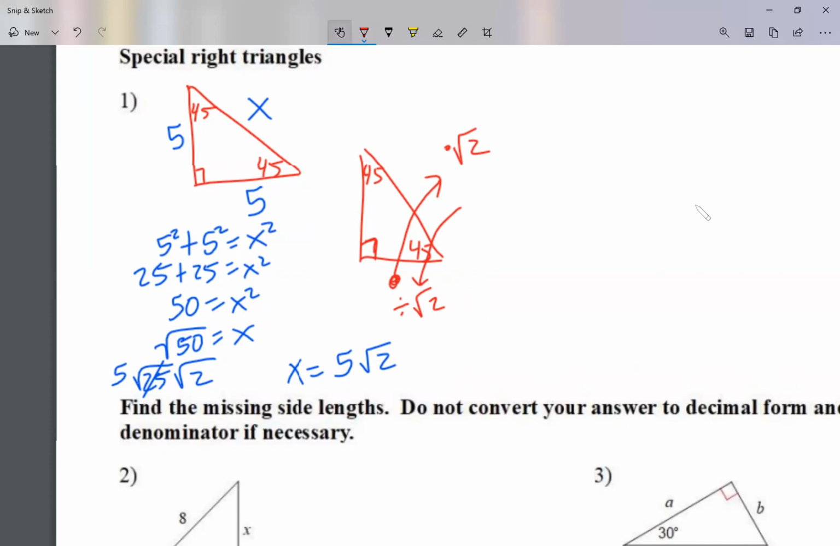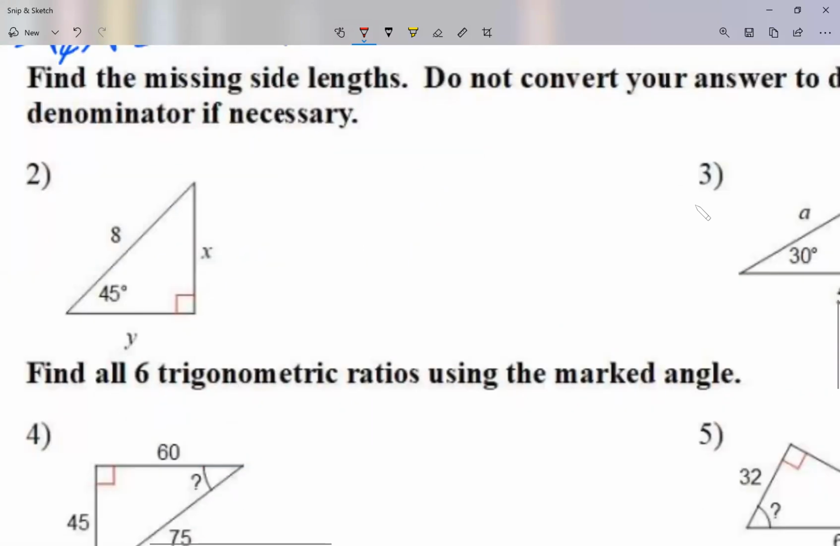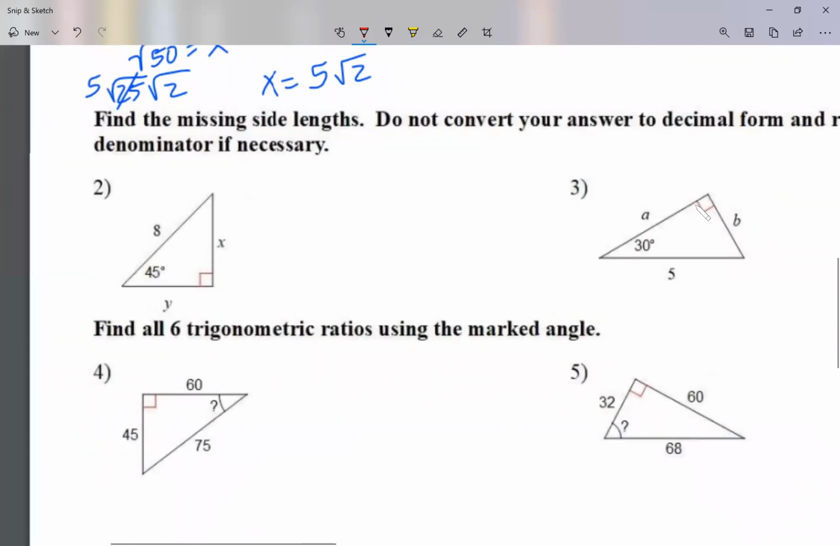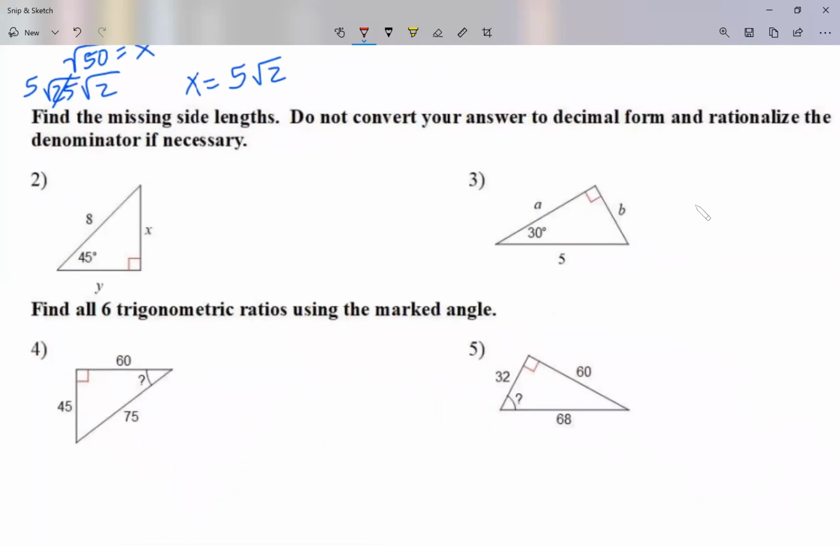Okay. Let me show you an example. Let me show you an example here for number 2. Find the missing side lengths. Do not convert your answer to decimal form, and rationalize the denominator if necessary. Okay, so my answer is not going to be in decimals. Now, rationalize means obviously simplify everything, but you cannot have radicals at the bottom. You cannot have square roots at the bottom.